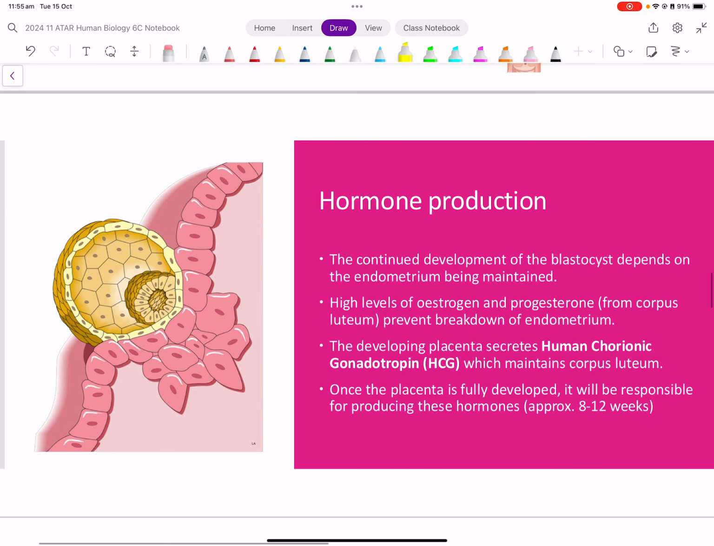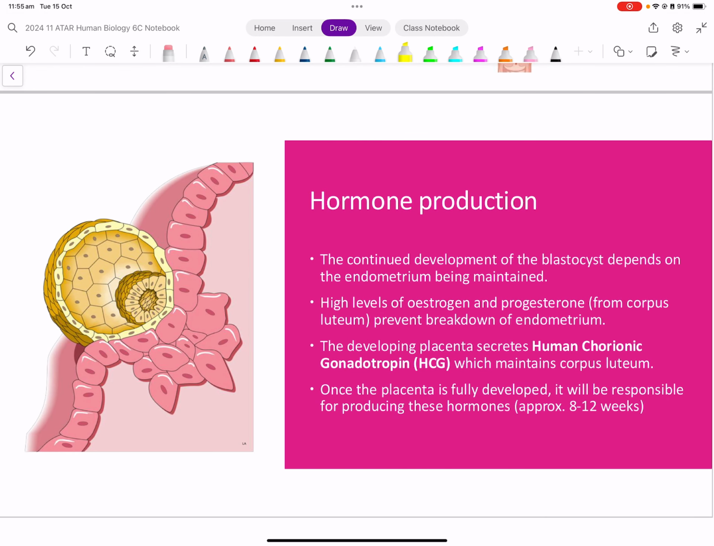So there are some really important hormones involved during this time, and for that blastocyst to develop, it needs the endometrium to be really well maintained. So as a consequence of that, high levels of estrogen and progesterone from the corpus luteum are going to prevent the endometrium breaking down. Now, as these cells continue to grow and grow and grow, they will eventually develop into both the developing fetus, but also the placenta.